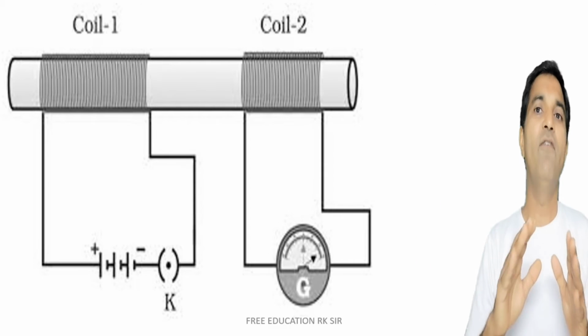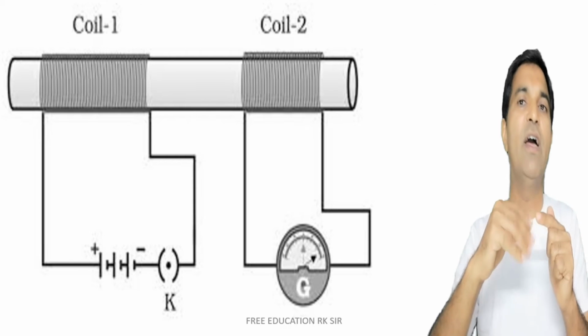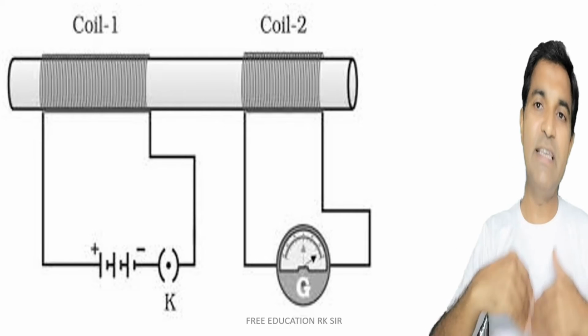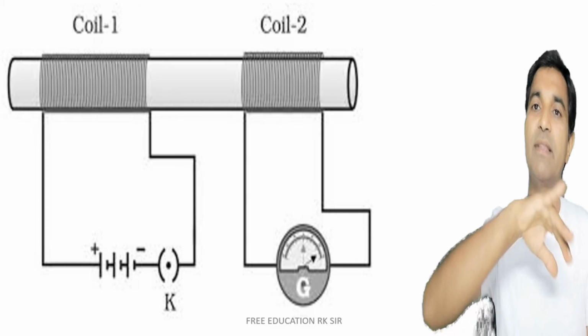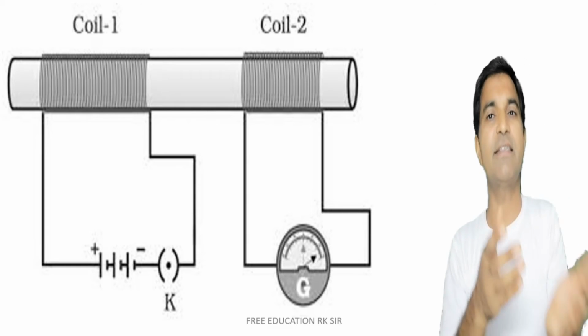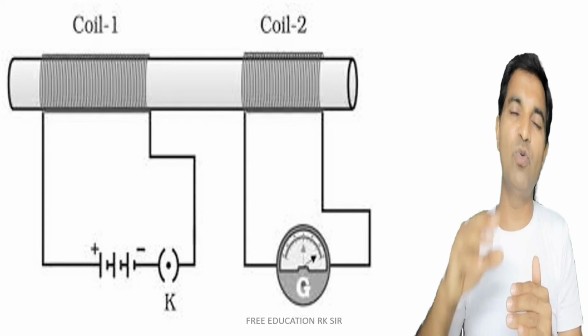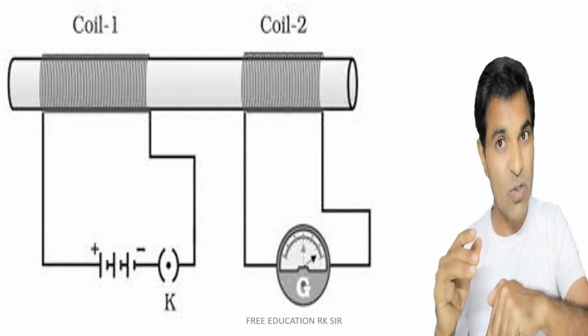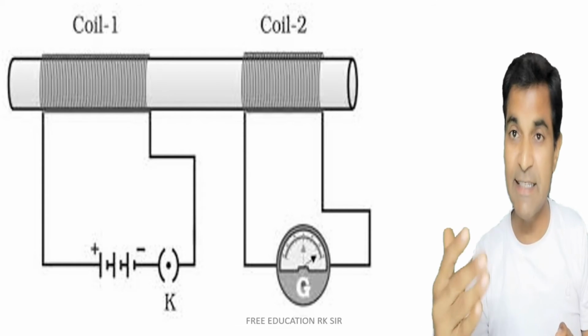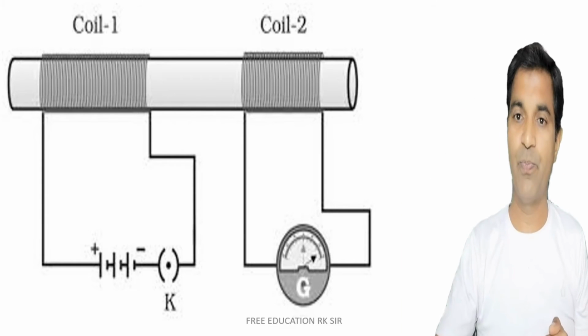In short, whenever there is a flow of electricity and it produces magnetism in coil 1, this magnetism links or associates with coil number 2, and this association of the magnetism of coil number 1 towards coil number 2 induces electricity in coil number 2.